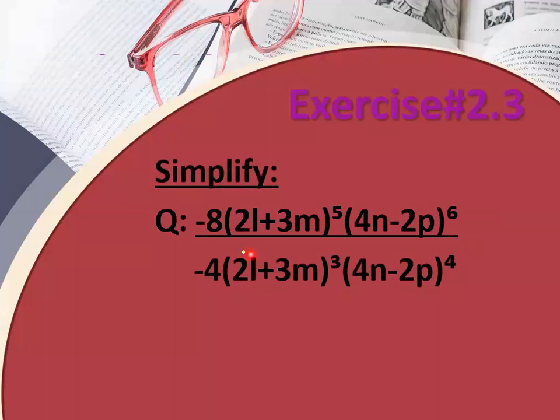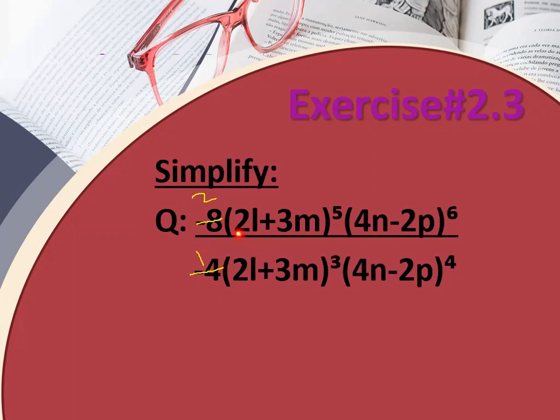So as you can see, what you have is minus 8, then (2l + 3m) whole power 5, then (4n − 2p) whole power 6. Then you have minus 4, that is your coefficient, then (2l + 3m) under bracket, whole power is 3, and then (4n − 2p) whole power 4. Now, if you can see here, you have 8 and 4, so you can simply divide it. How? 4 into 1 is 4 and 4 into 2 is 8. Okay, and minus minus will be cancelled.